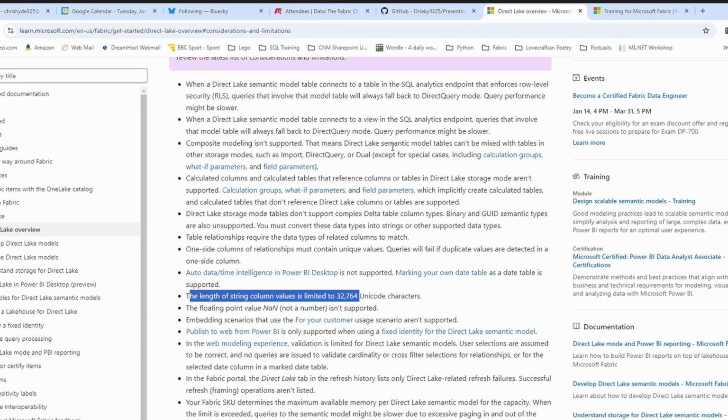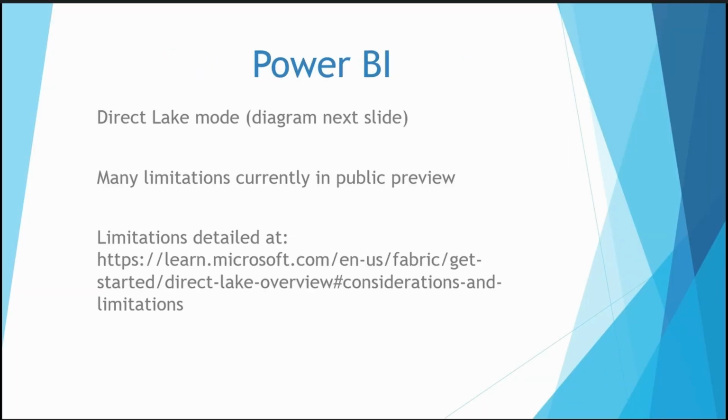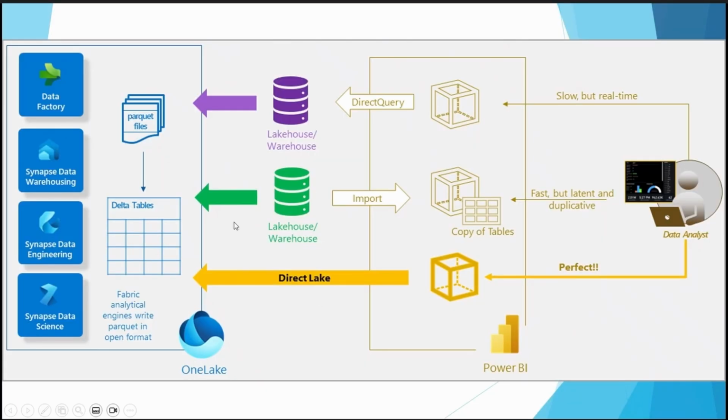You can't go against a view, for example, because if we look at the diagram, we're not going through the engine. We're not going through anything that sits on top of those Delta tables. We're going straight back to those Delta Parquet tables. So putting a view in here would give us the same kind of slow performance that direct query does here.